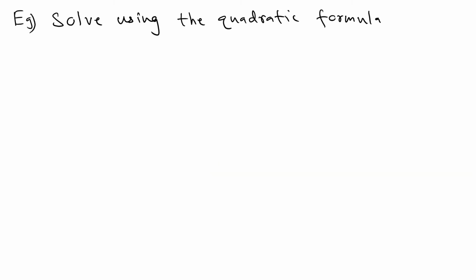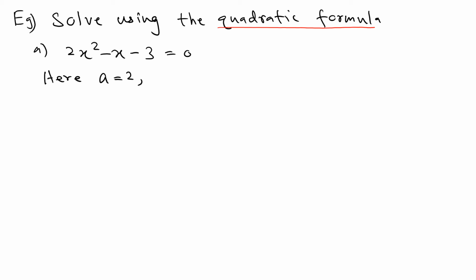Example: solve using the quadratic formula. Let's look at the first example. Let's say we have 2x squared minus x minus 3. The first thing we do is check whether it's in standard form. If it is not in standard form, you have to write it in the right form, because a, b, c have to be in that form. In this one, you can see it is in the right form, so a equals 2, b equals -1, and c equals -3.